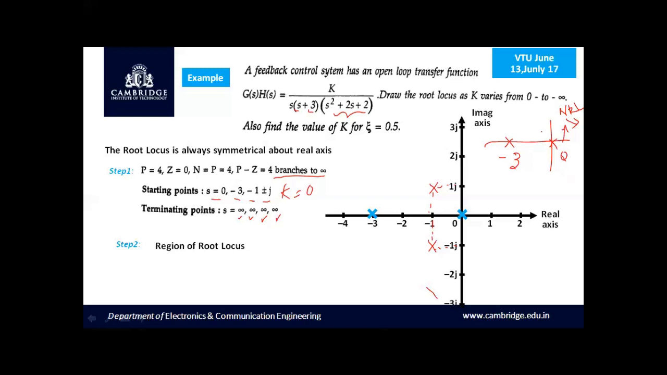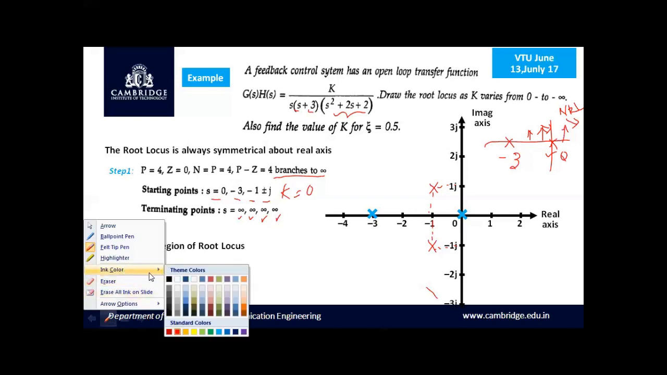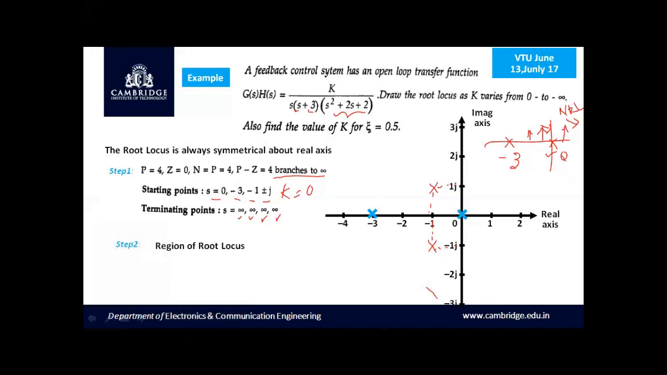Now let me take some point here in the negative real axis and let us look into the right side. Now you can see one pole at s is equal to 0, which is an odd number pole. Therefore, root locus exists towards the left of an odd number of poles and zeros. Hence, you can highlight this region. Root locus exists towards the left of an odd number of poles until it reaches the pole at s is equal to minus 3.